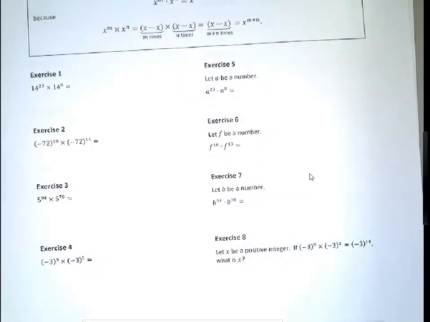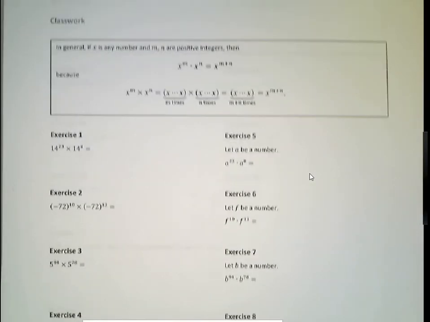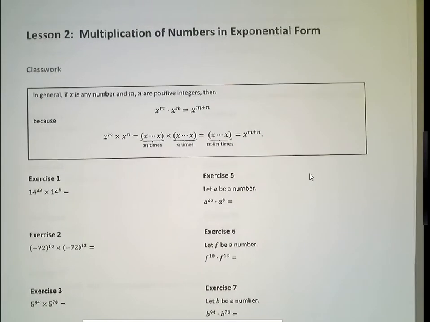Hello, grade 8. This is Mrs. Lopez, and today we are working on lesson 2 in our module 1, multiplication of numbers in exponential notation.